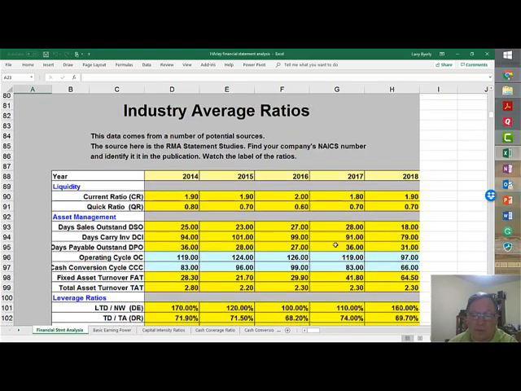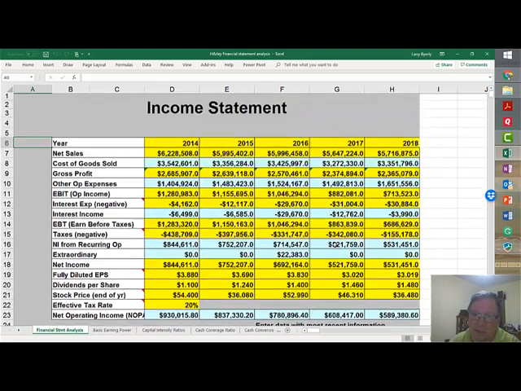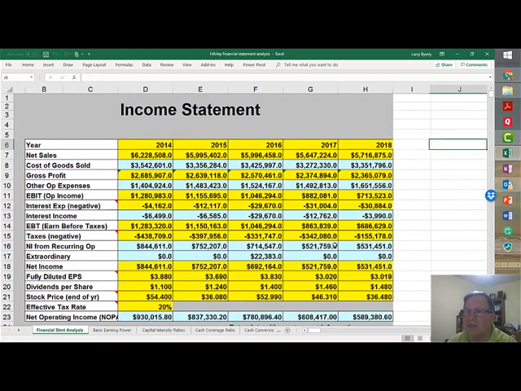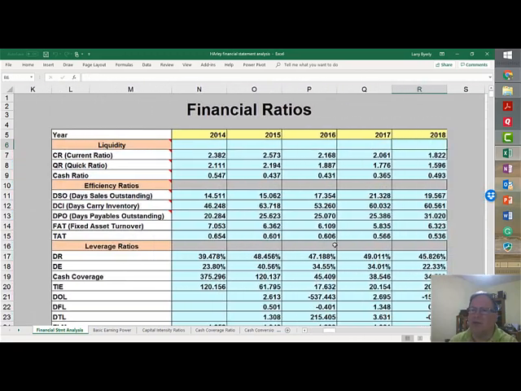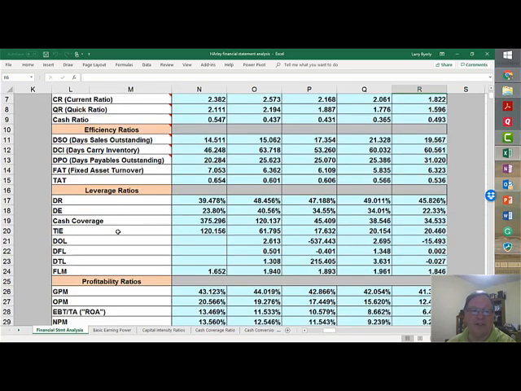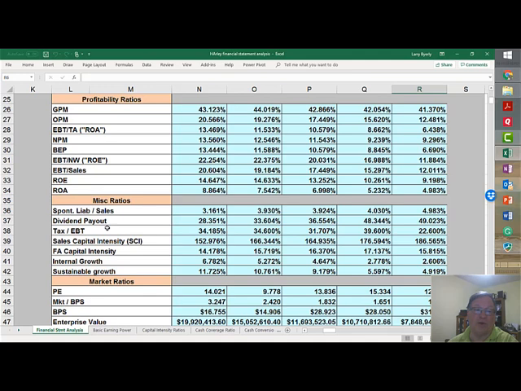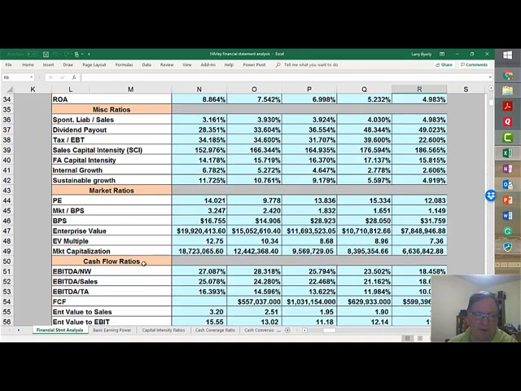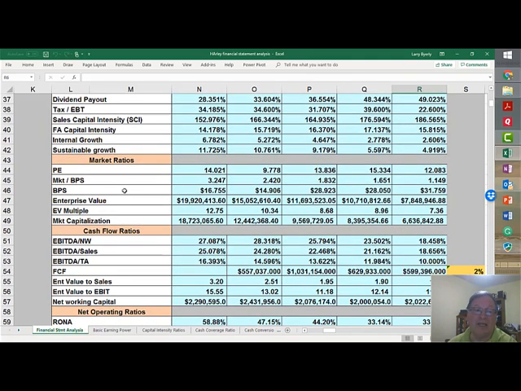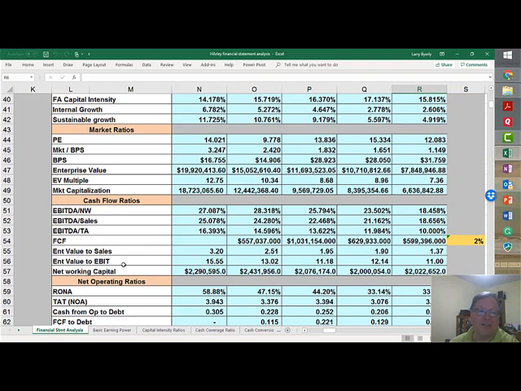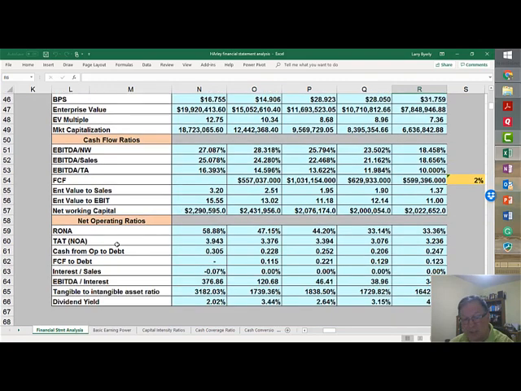So what is it that I'm going to ask you to do? We're actually going to do a complete financial analysis of your company. If you scroll to the right, you will see a listing of all the ratios for the company. We have liquidity ratios, efficiency, leverage, profitability ratios. There are some miscellaneous ratios that you may want to look at and think about. Not all of these are in our textbook, but certainly they're here, so they are important. We will talk about a few of them, though. There are some market ratios, some cash flow ratios, net operating ratios.